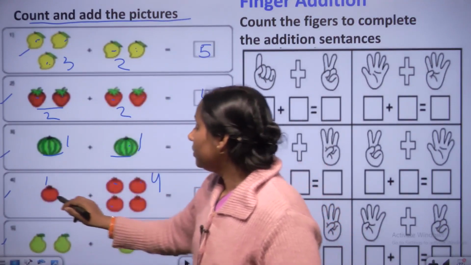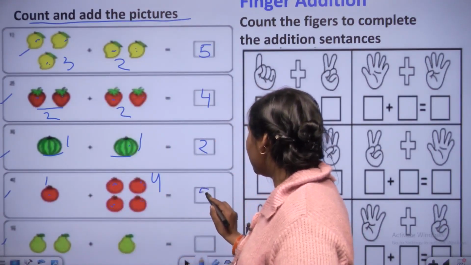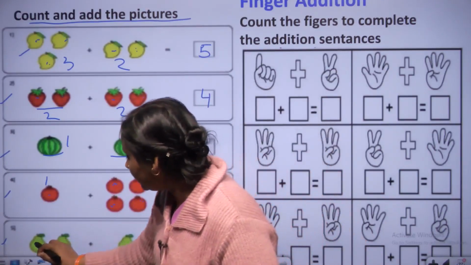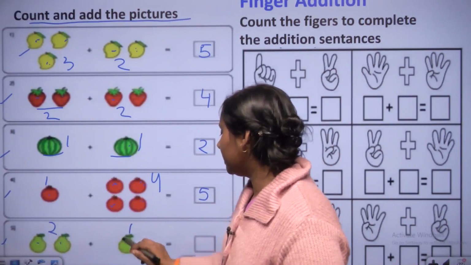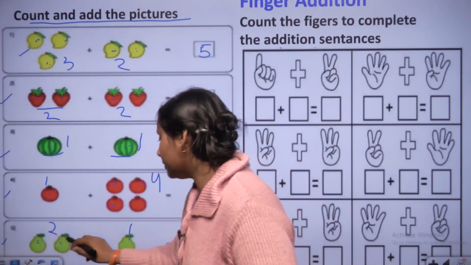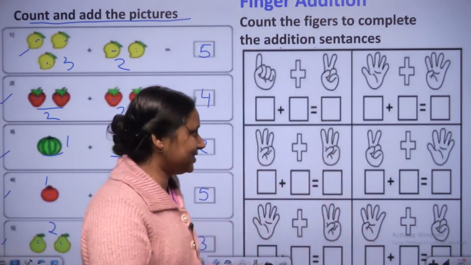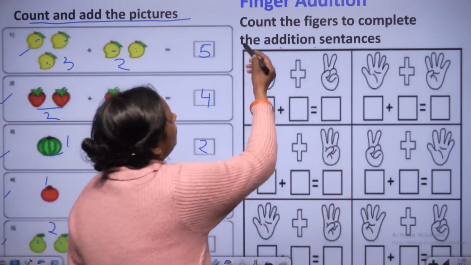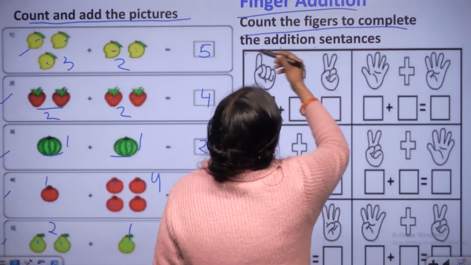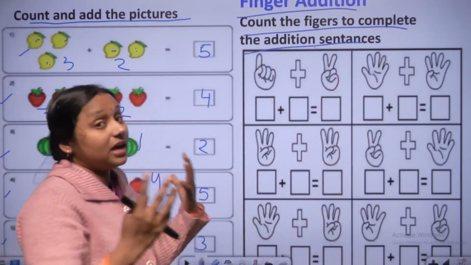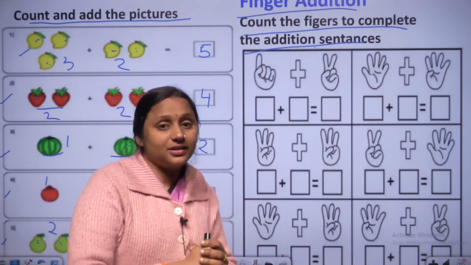Count all. 1, 2, 3, 4, 5. Yes, 5. How many pears? 1, 2. Another side, 1. 1, 2, 3. Yes, 3. And count. Now next, finger addition. Count the fingers to complete the addition sentence. Okay. With the help of fingers, we learn addition here.